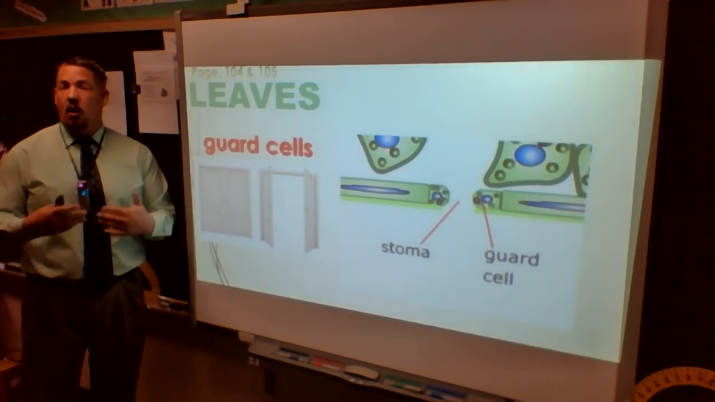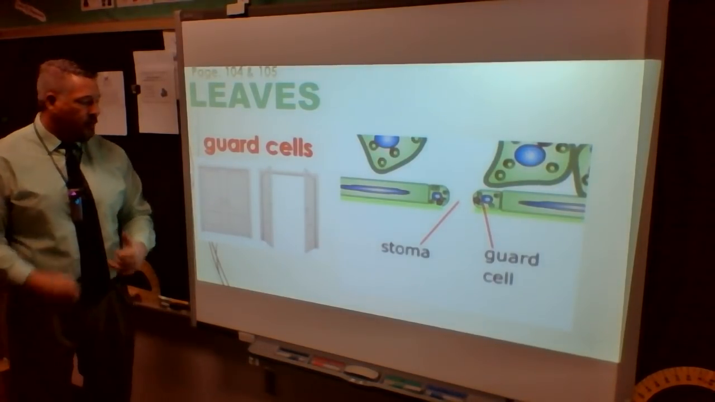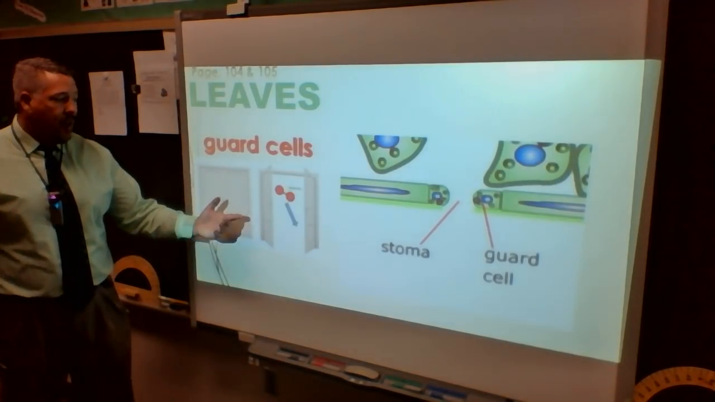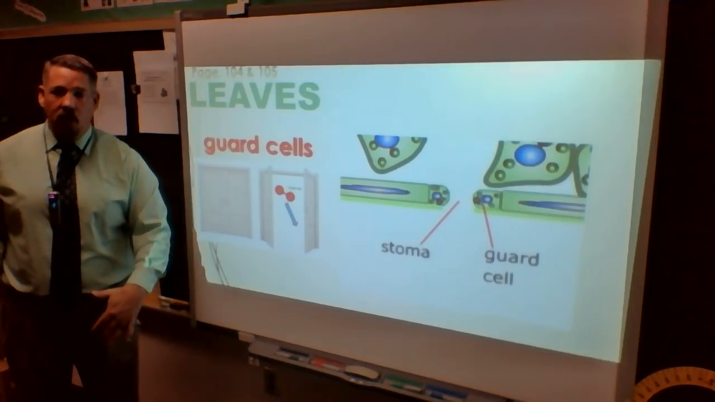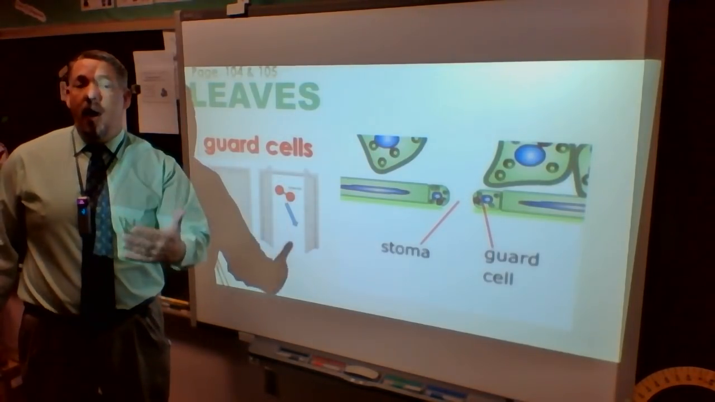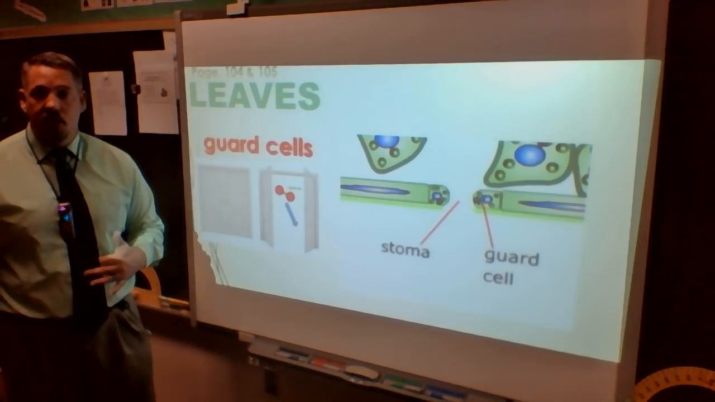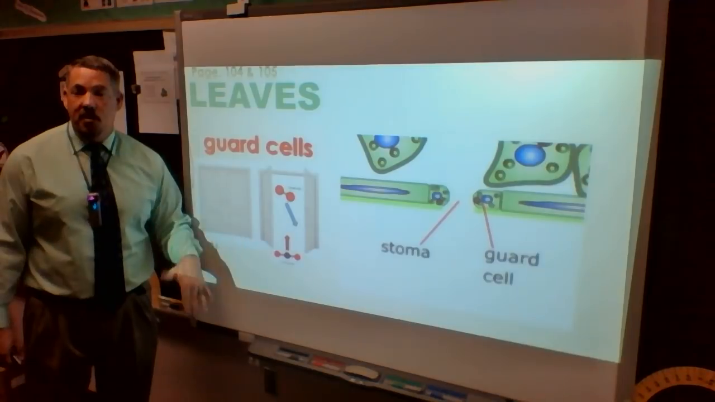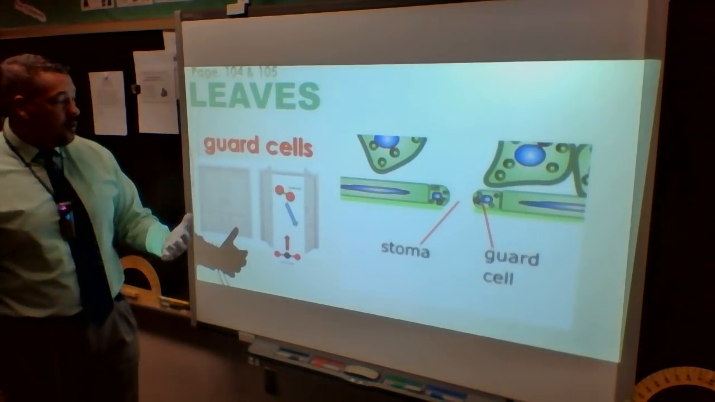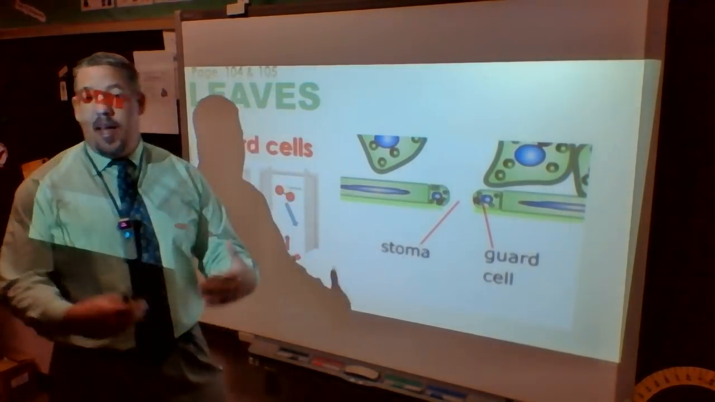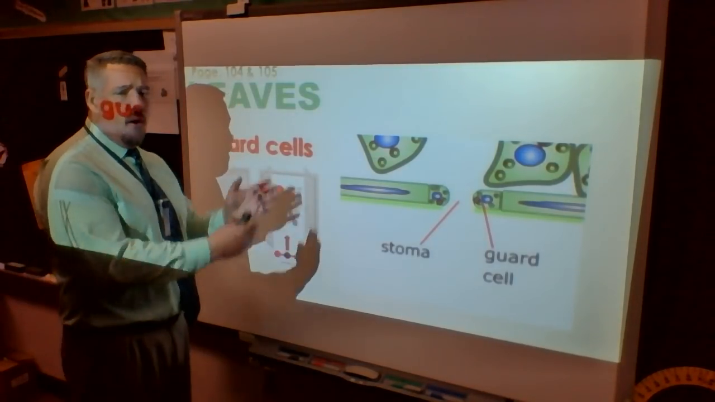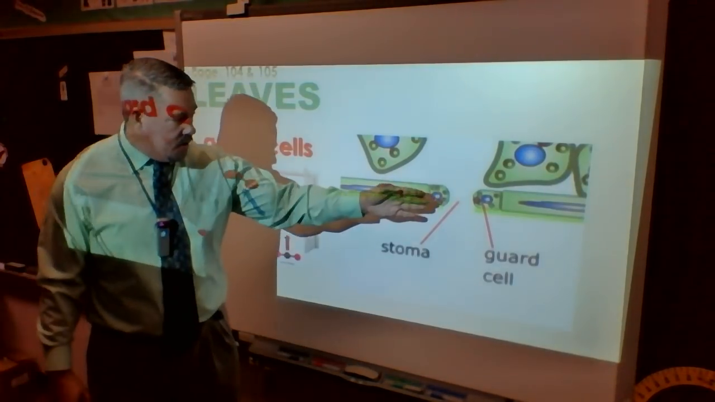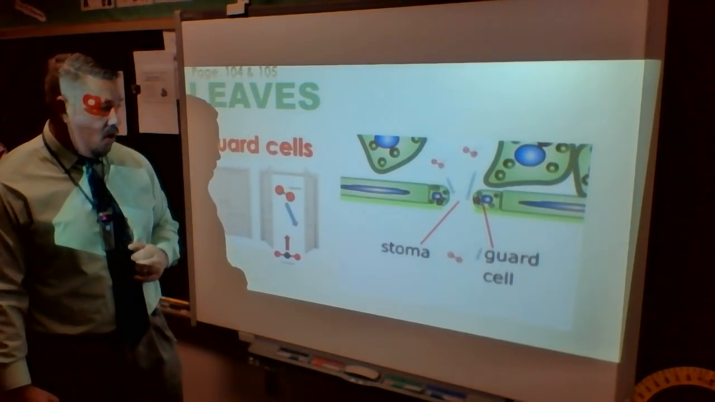Double doors are two doors that open and close in the same direction. When they're closed, I don't have an exchange going on. But once they're open, then I can have oxygen leaving the leaf because it's a byproduct of photosynthesis. It's given off. And I can have carbon dioxide coming in because that's what's needed for photosynthesis to happen. So those are exchanged at the same time. It's not like I have a door for oxygen and a door for carbon dioxide. In the stoma, I have an even exchange going on.